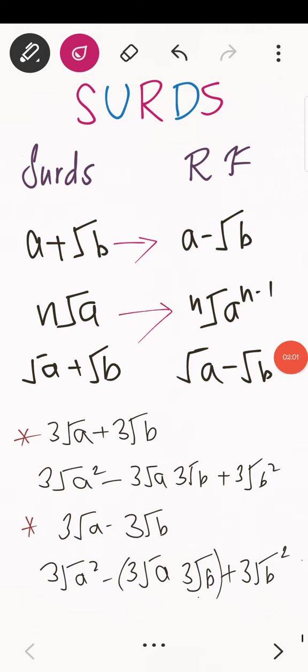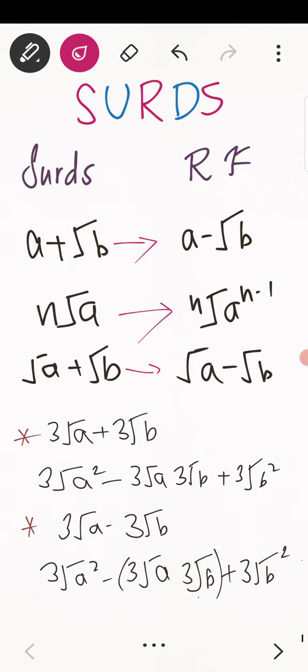This explanation is also done. Now root a plus root b has the rationalizing factor root a minus root b. Suppose they give root a minus root b, then you should write root a plus root b. Now here are the most important ones. I'm writing it big, it's cube.